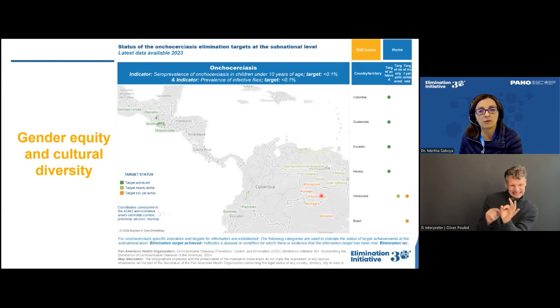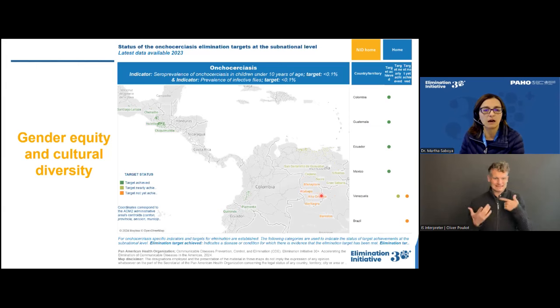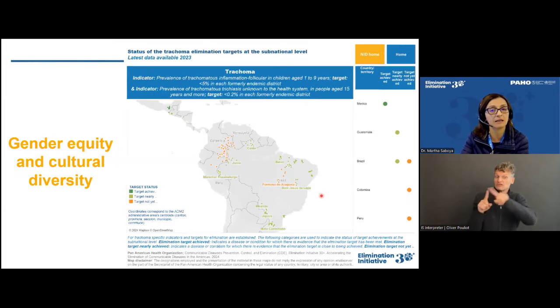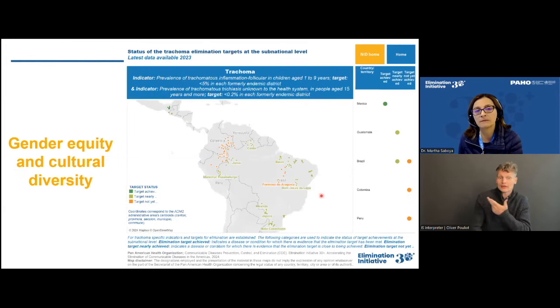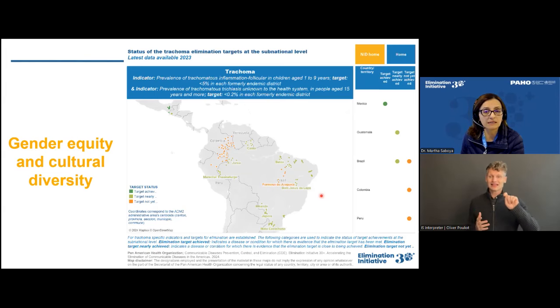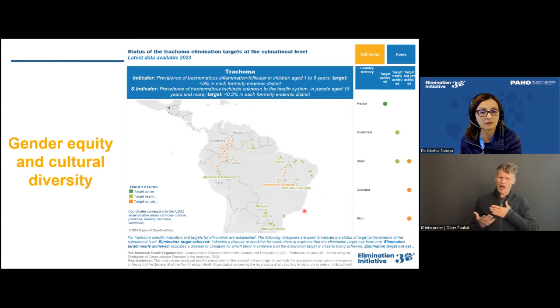So we need to understand what those characteristics are and how we can adapt the response of the different programs, not only from the health sector, but also from different sectors, to accelerate the elimination of disease. This map shows the places in which we still have trachoma, a neglected tropical disease that has been included in the elimination initiative with an elimination target, and where we have some areas that still have populations affected by this disease.